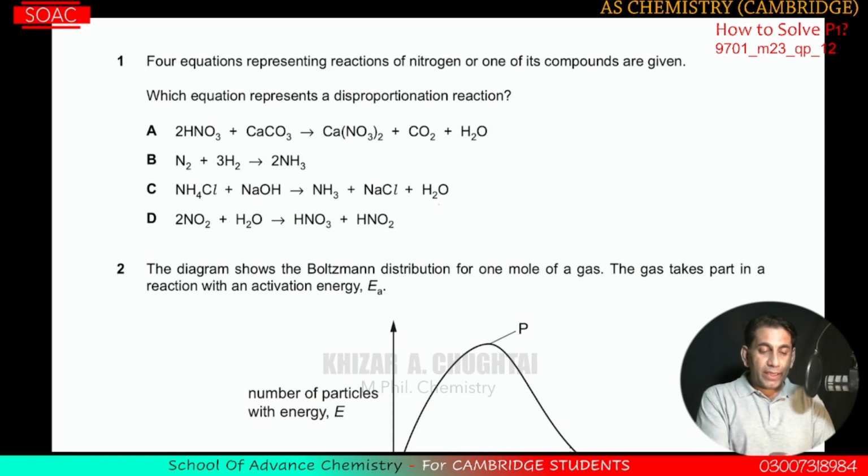First of all, what is a disproportionation reaction? A reaction in which the same element is going to oxidize as well as reduce, or a reaction in which one portion of a compound is going to oxidize and the other portion of the same compound is going to reduce.